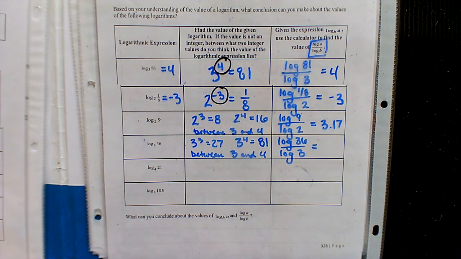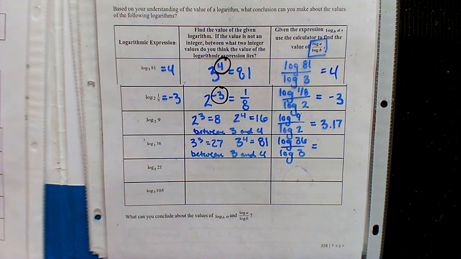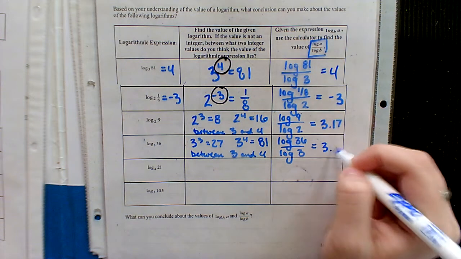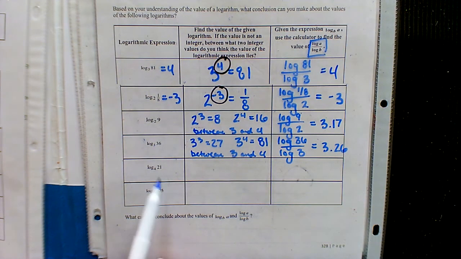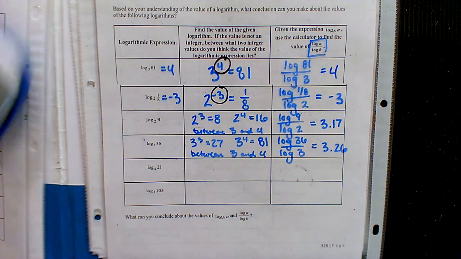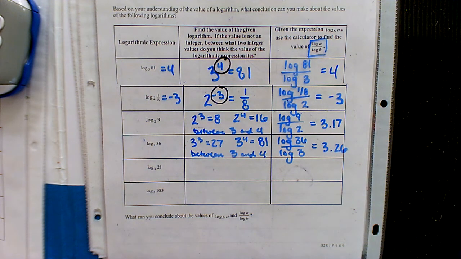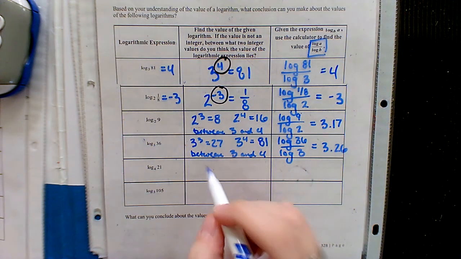What did your calculator give you? Good, yeah, 3.26. I like it. All right, let's try another one. What power do you have to raise 4 to get 21? And if it isn't a whole number, what's it between? Between 2 and 3.